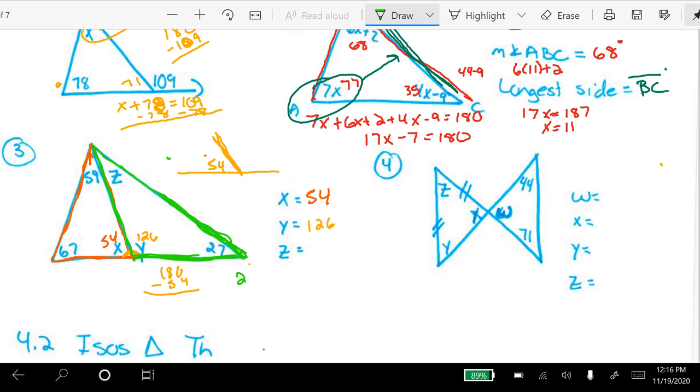So again, if I wanted to do the equation, it would be 27 plus 126 plus z equals 180. And that's what I would do. So 180 minus 126 minus 27. I get that z is also 27.